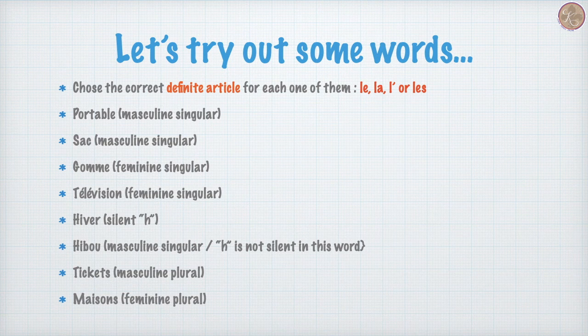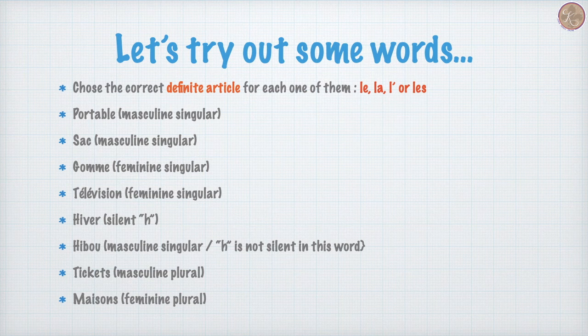Why don't you try out these things? I've put a list of words there, and I've given within brackets the gender of that noun in French. For example, portable, it's a masculine singular noun. Now, all you need to do is pick the right definite article for each one of these nouns: le, la, L apostrophe, or les. Alright? Portable, sac, gomme, télévision, ticket, maison.